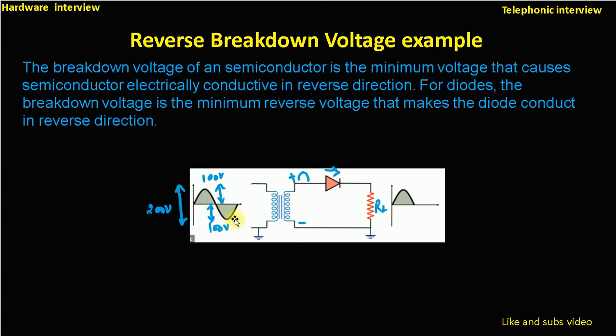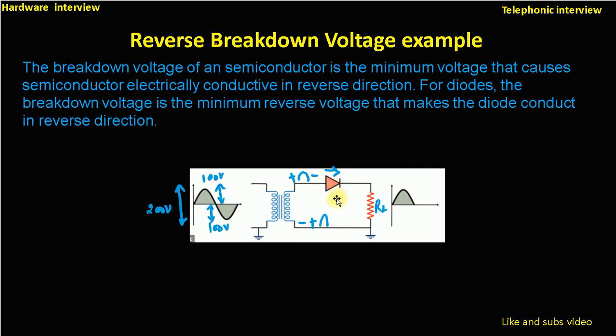Now let's talk about the negative cycle. When the negative cycle comes, this point will be positive and this point will be negative. So what will happen here? The positive cycle will appear here and it will run through this path. But here the diode will be in reverse bias. So what is the point here? The diode will not pass this negative cycle because it will be reverse biased in this condition.